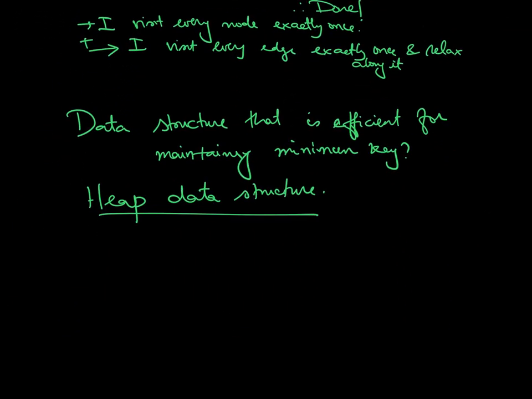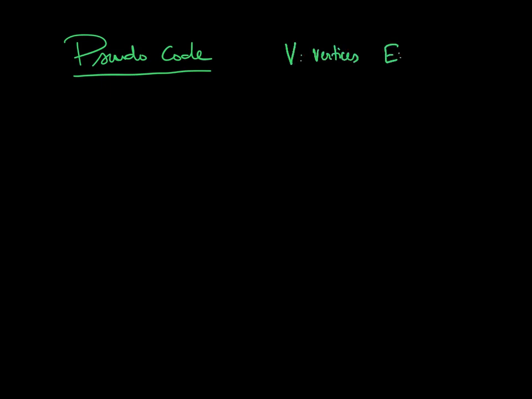So we can now write the pseudocode for the algorithm. Here is the idea. Okay, so what's the idea? Let V be the set of vertices and E be the set of edges. Let's have n vertices and m edges.